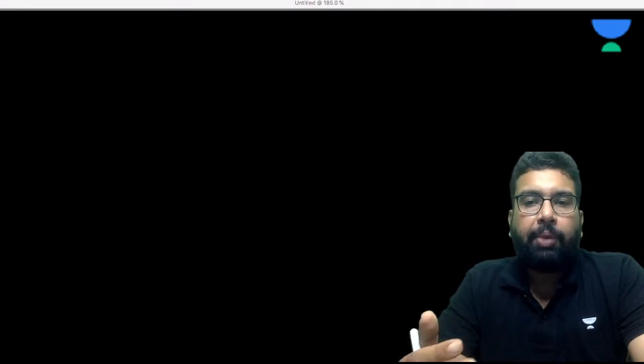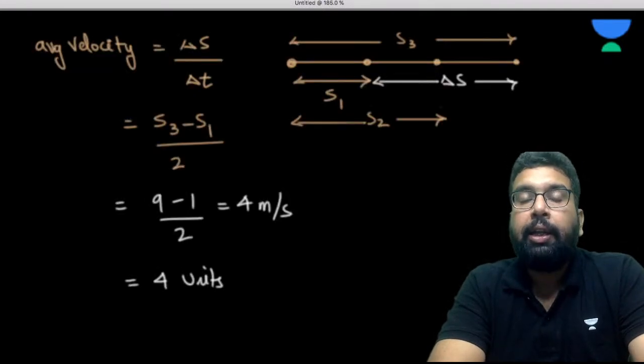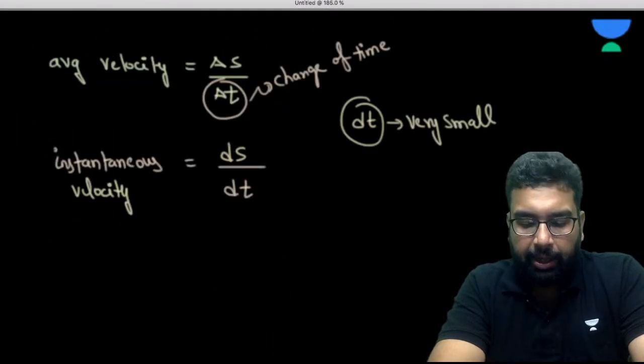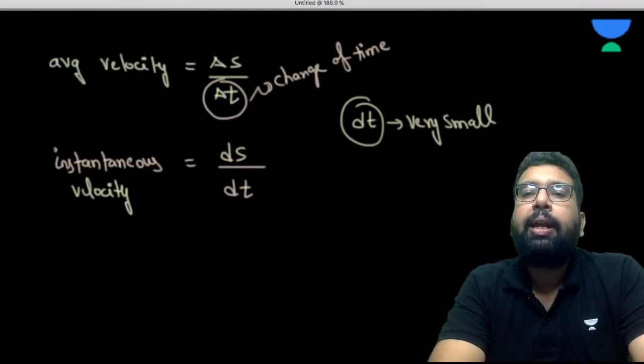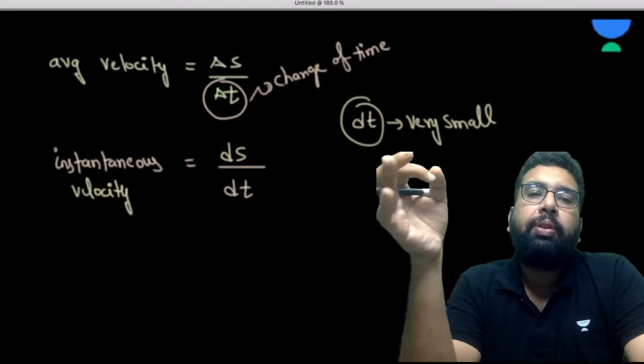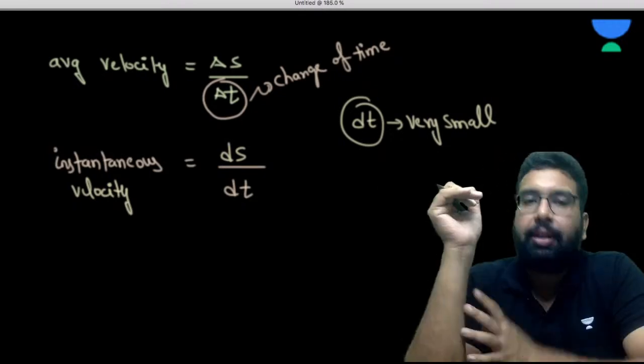What we are doing here is trying to get the velocity from the displacement. So what we have learned is that the instantaneous velocity is ds by dt. That means that when we differentiate the displacement with respect to time, we get the instantaneous velocity.